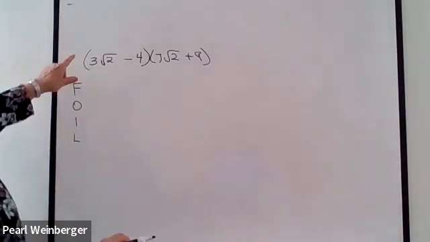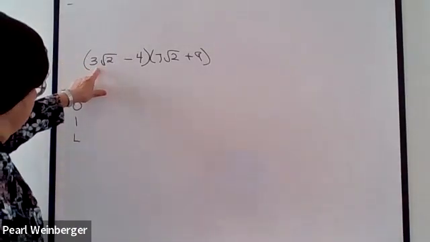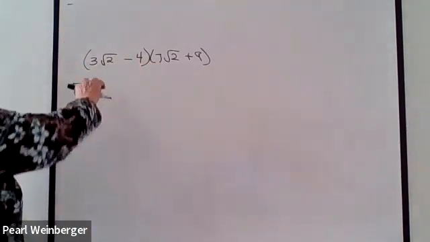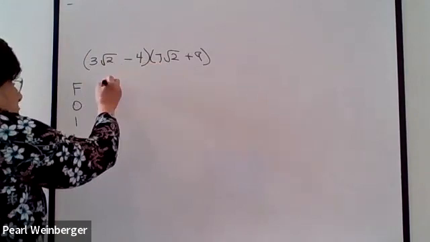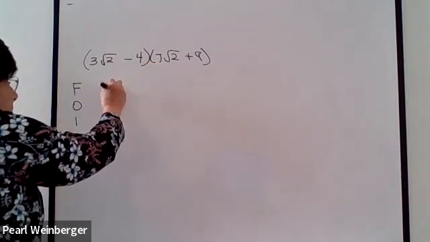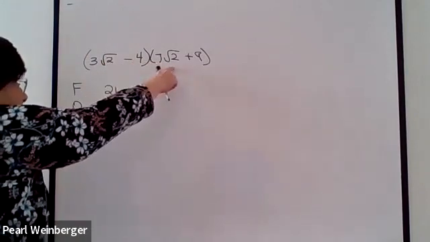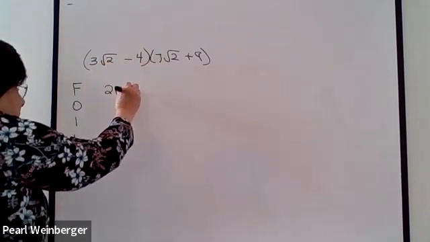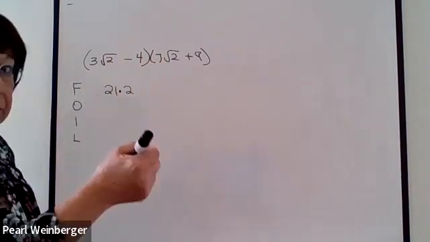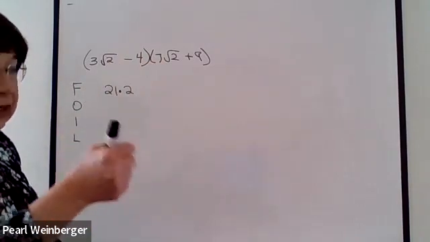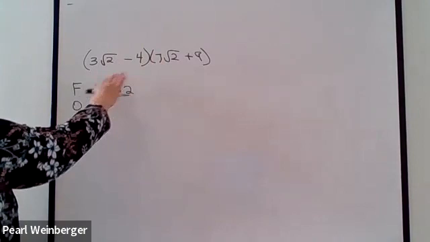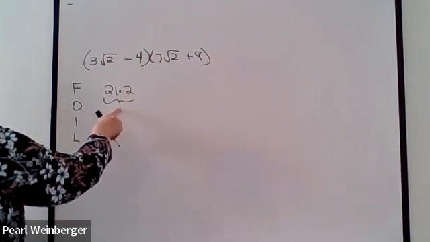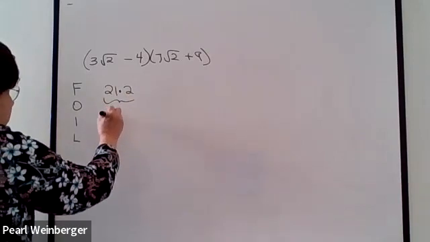So doing that, we're going to do the 3 radical 2 times the 7 radical 2. That's our first. We do the 3 times the 7, which gives us 21. And the radical 2 times the radical 2, oh, that I know right away. That's just plain 2, because when you multiply a radical by itself, it just gives you the number inside the radical without that square root sign. In other words, it's 21 times 2. The first term gives me 42.